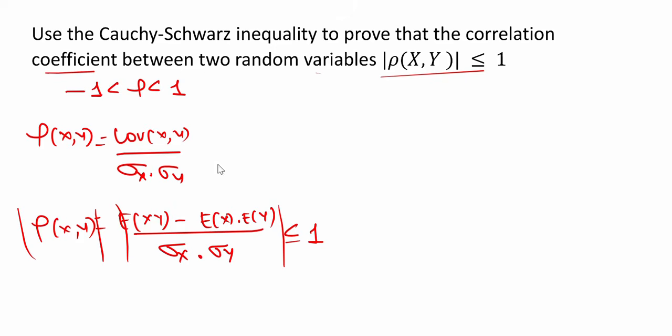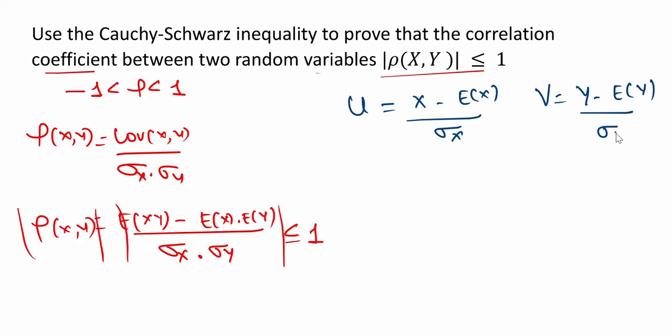So to go about this, we are going to take a transformation which is given by u, which is (x minus E of x) divided by sigma x, and v, which is given by (y minus E of y) divided by sigma y. If x and y are random variables, then u and v are also random variables.